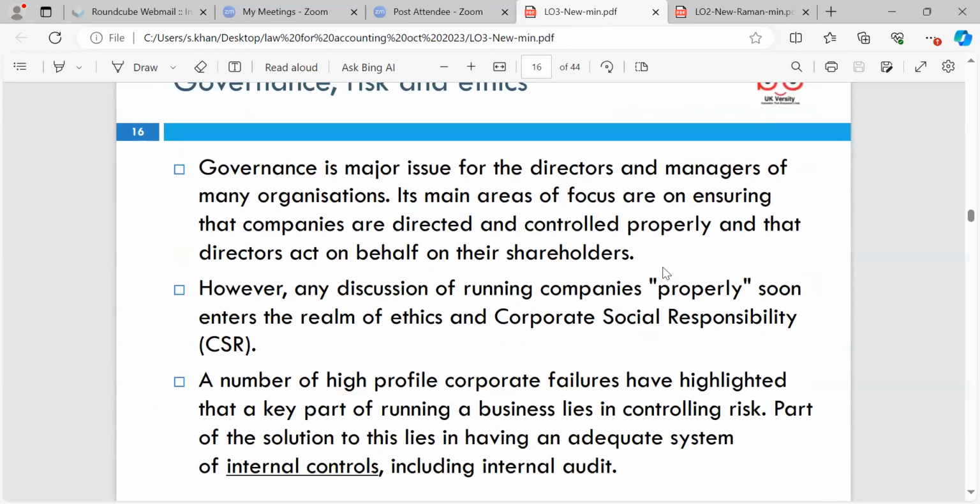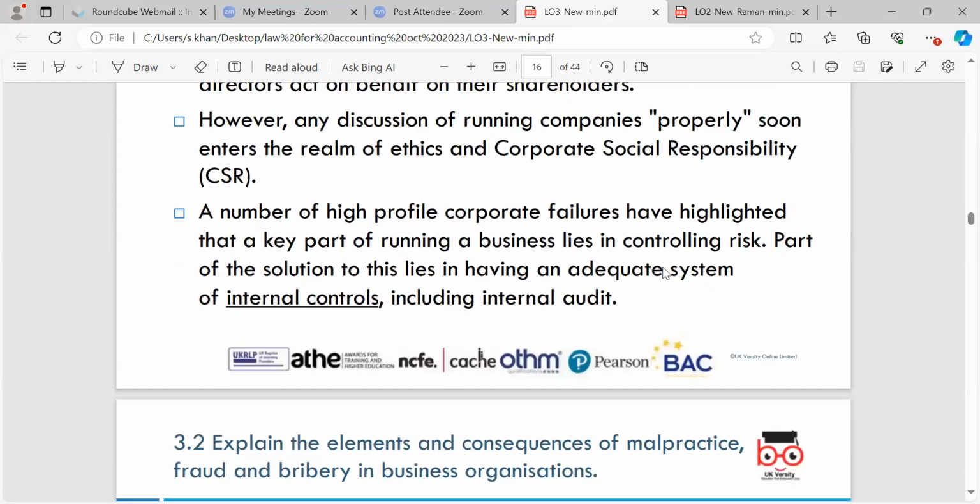Governance, risks, and ethics. Governance is a major issue of directors and managers of many organizations. Its main focus is on ensuring that companies are directed and controlled properly, and that directors act on behalf of their shareholders. However, any discussion of running companies properly soon enters the realm of ethics and corporate social responsibility, CSR. A number of high-profile corporate failures have highlighted that a key part of running a business lies in controlling risk. Part of the solution to this lies in having an adequate system of internal controls, including an internal audit.